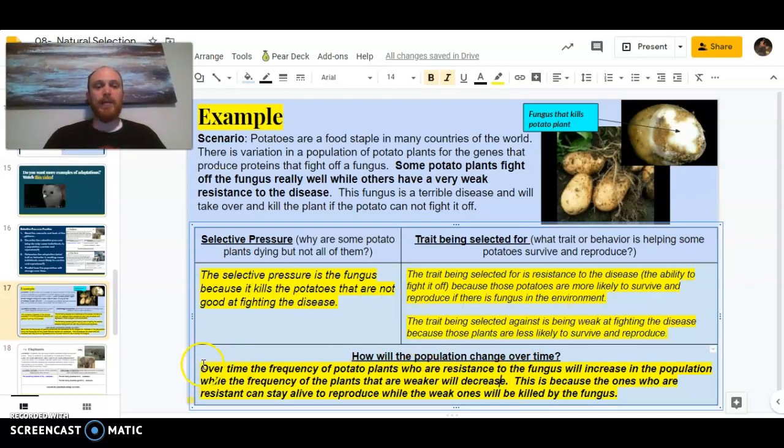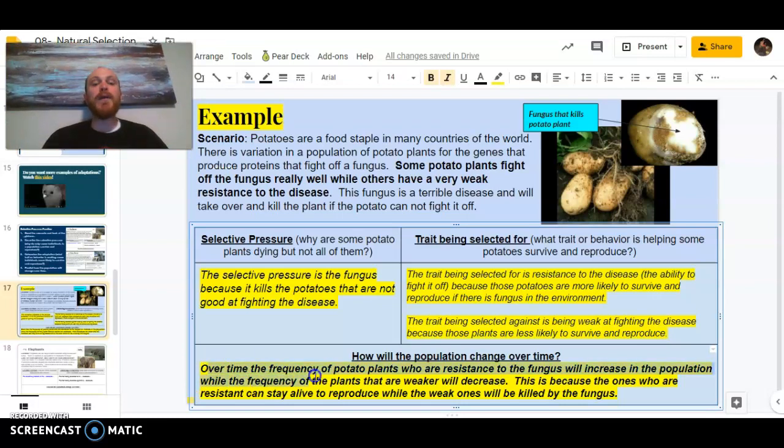Over time, and when I say time, I don't mean over 10 minutes or over a year. I mean over many generations. Usually it can take many generations for this to happen. So it depends on how long a potato takes to reproduce. I guess probably once or twice a year. So maybe 10 years, 50 years, 100 years down the line.